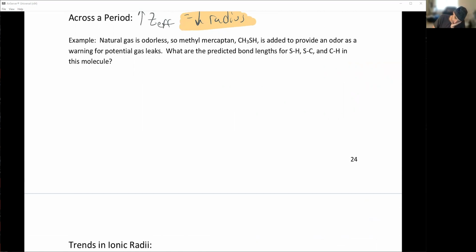So what we have is, let's draw the Lewis structure for this. Carbon with 3 hydrogens on it, a sulfur with 2 lone pairs, and a hydrogen off of it. And this is the Lewis structure that we have. From this, we can actually look at our SH. So let's take a look at what different radii I have. I am going to highlight these things.